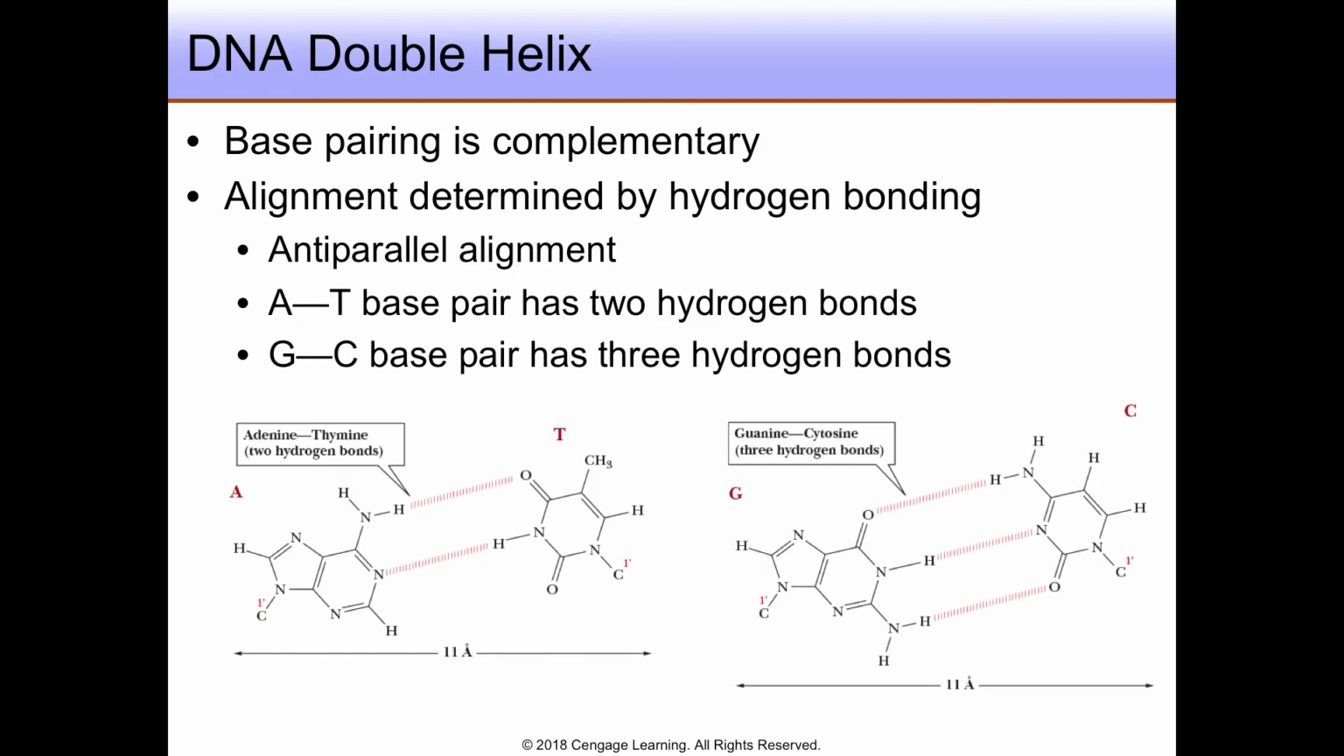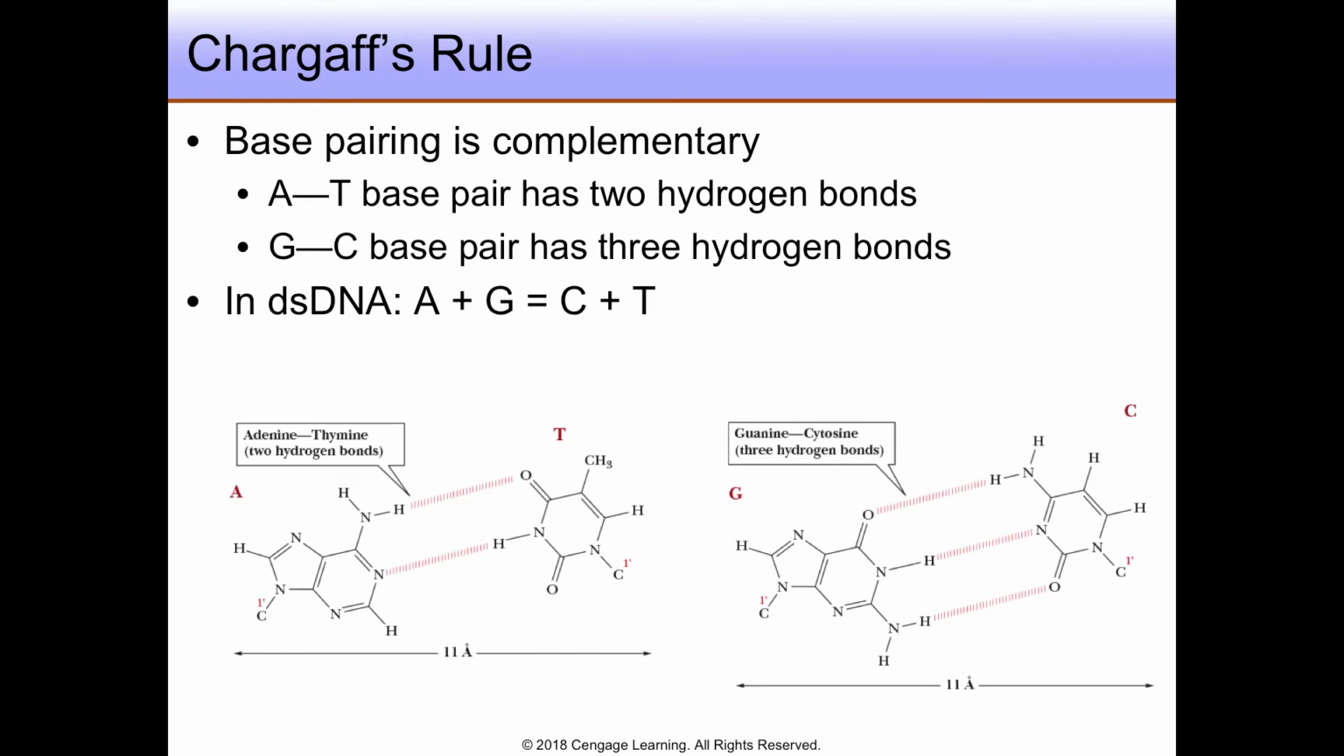hydrogen bonding contacts. In this model, A pairs with T to form 2 hydrogen bonds, and G pairs with C to form 3 hydrogen bonds, as shown here. These are referred to as canonical or Watson-Crick base pairs.